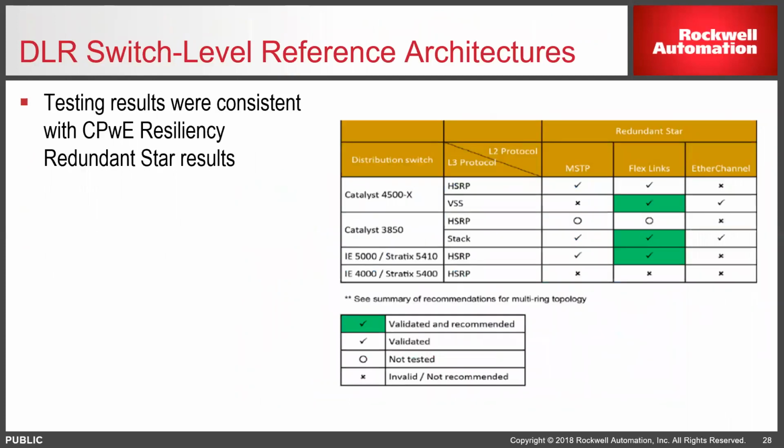So you can see some of the testing that was done. Rockwell has gone through and tested different combinations of distribution switches, the redundant star and different types of stacking protocols, and has looked at what works best, what's validated, what's not tested, and what is not validated. So you can kind of see a hierarchy there.